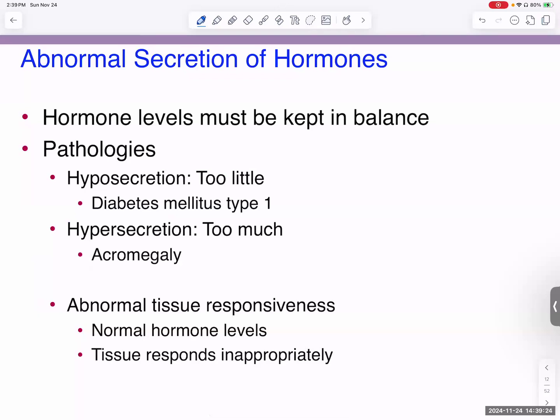Hormone levels are generally kept in balance, but when glands are secreting too much or too little, then we have an endocrine disease or syndrome. And that is what we call pathology. Pathology is abnormal physiology. Something's not doing what it's supposed to correctly in your body. So hyposecretion means too little hormone is being secreted.